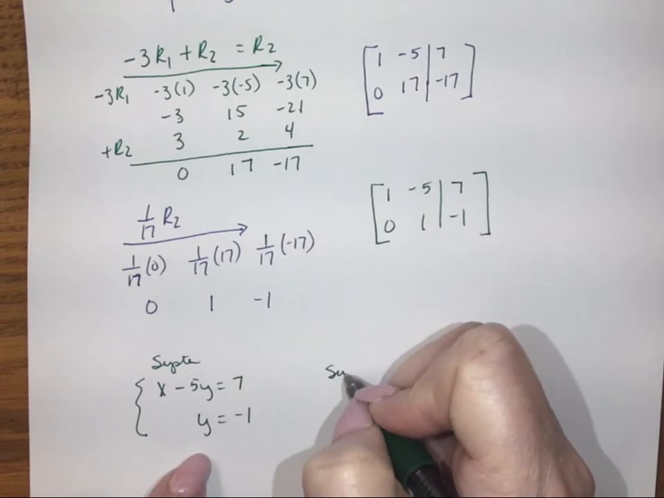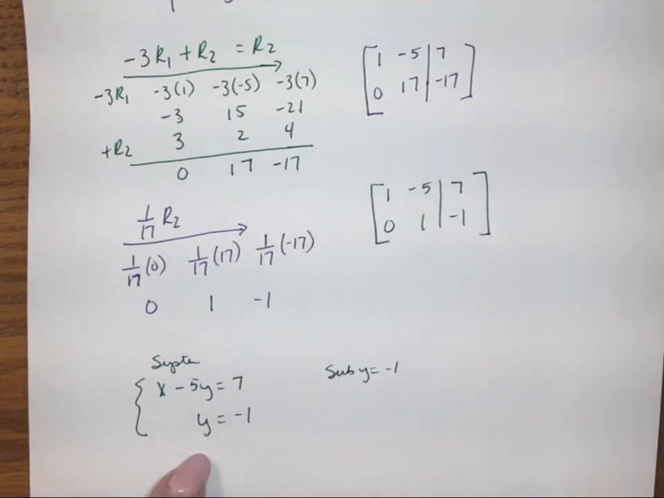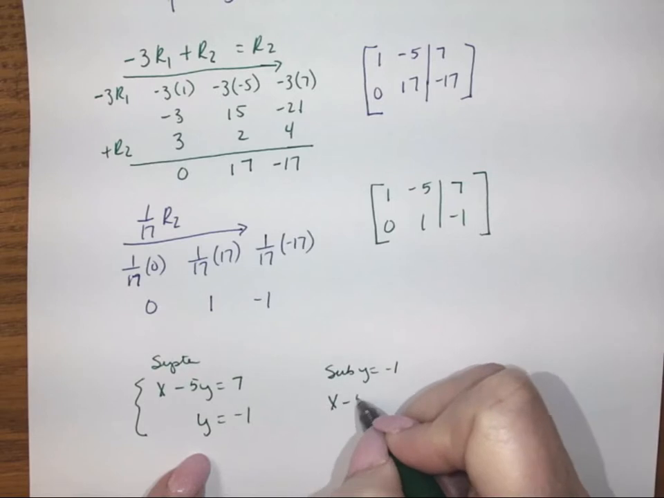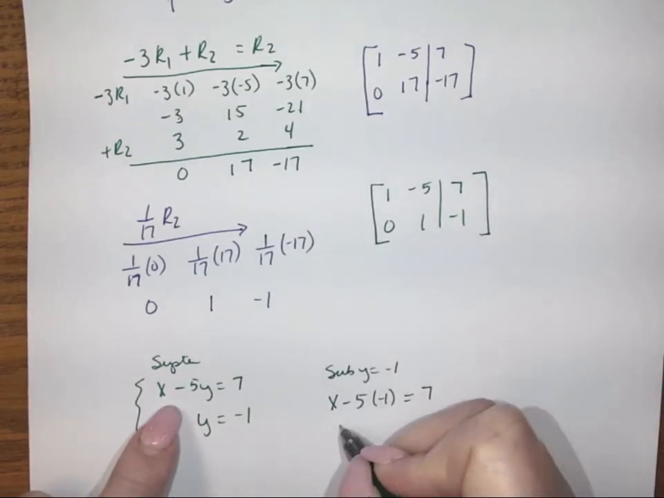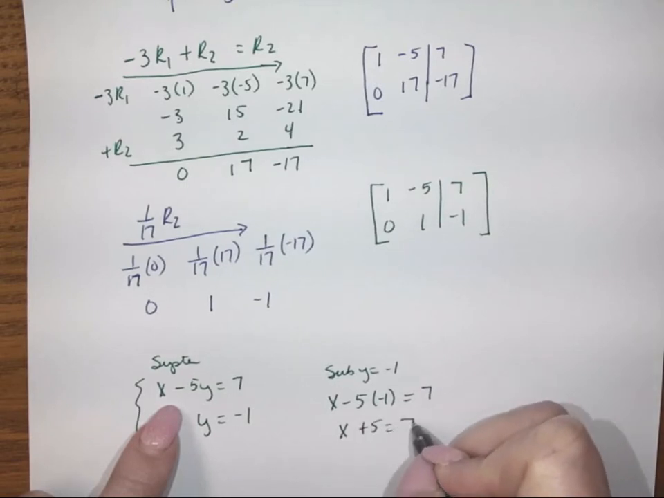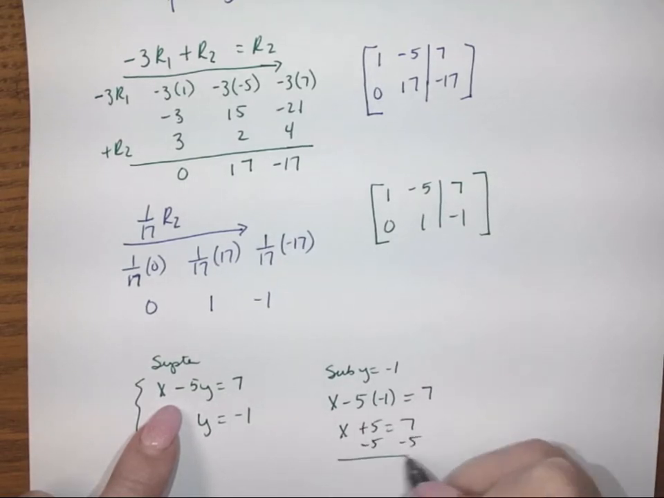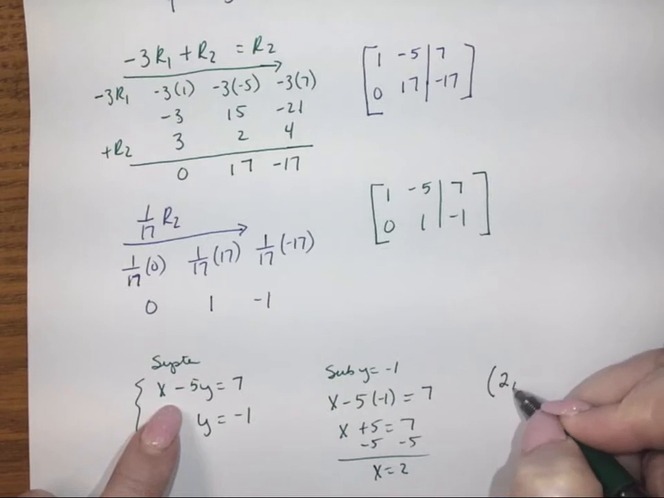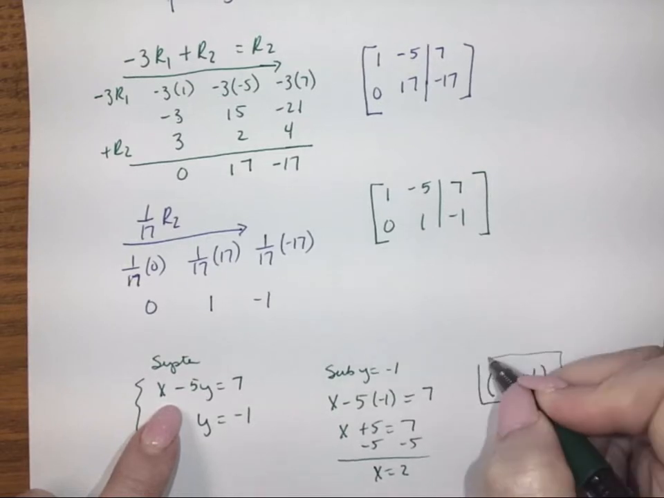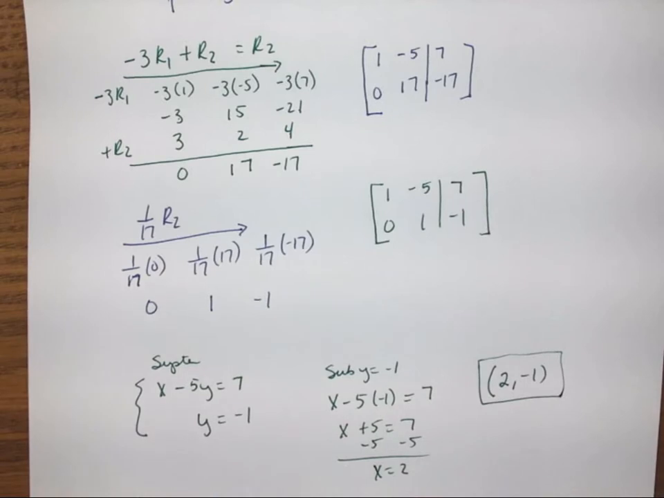So we can sub y equals negative 1 back in. We get x minus 5 times negative 1 equal to 7. So x plus 5 equals 7. Subtract 5 over, and we will get x is equal to 2. That will get us x is 2, y is negative 1 as our ordered pair, as the answer to our equation. And again, you can check that back into the original system to make sure it works.